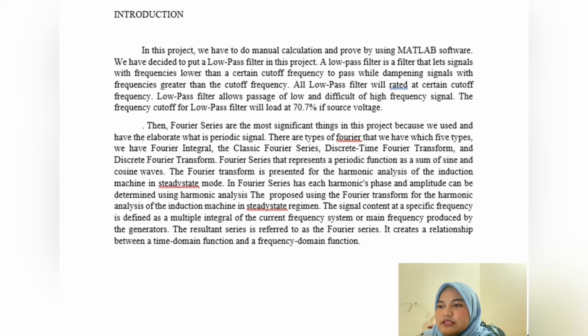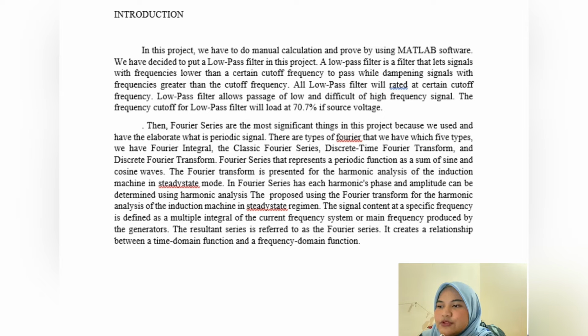And then Fourier series is the most significant thing in this project because we have to elaborate on what a periodic signal is. There are five types of Fourier: the Fourier integral, the classic Fourier series, discrete time Fourier transform, and discrete Fourier transform. In a Fourier series, each harmonic's phase and amplitude can be determined using harmonic analysis in steady state mode.